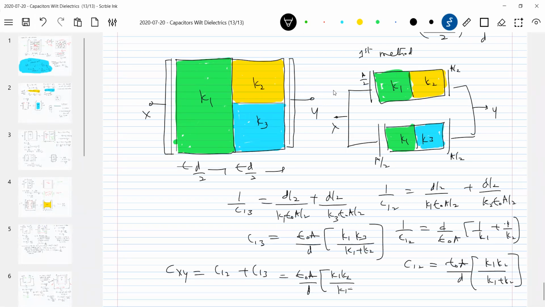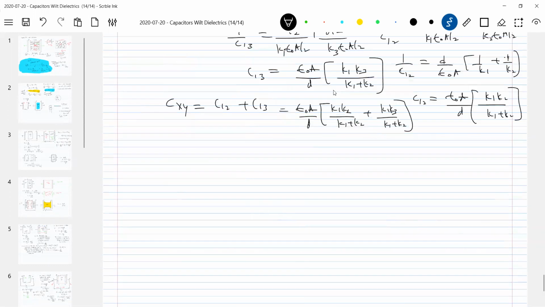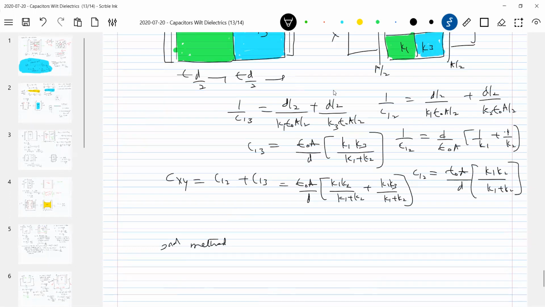Why we should think like this only? What's wrong if I do either way? This is what I think. So what I do is I'll go by either way. I'll do the second method. C13 it should be K1 plus K3 in the denominator. C13 equal to epsilon naught A by d, K1 K3 by K1 plus K3. K3 here 2 is there.